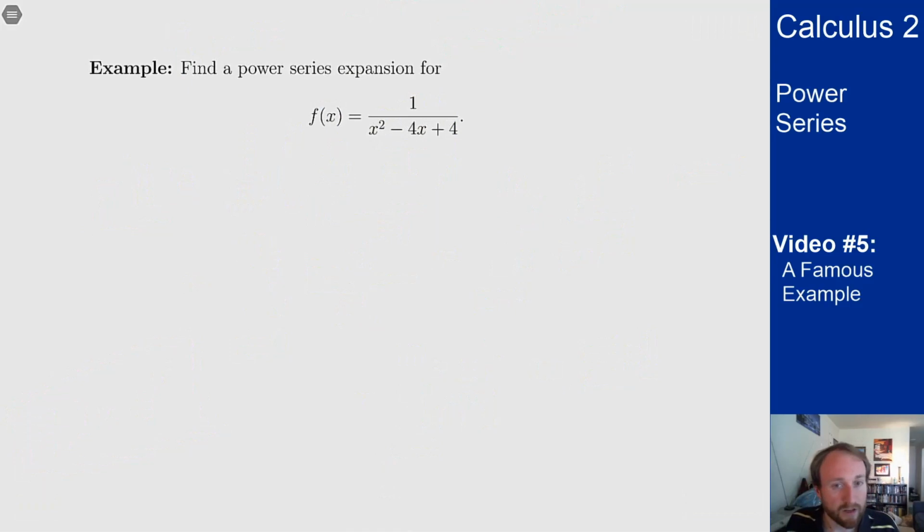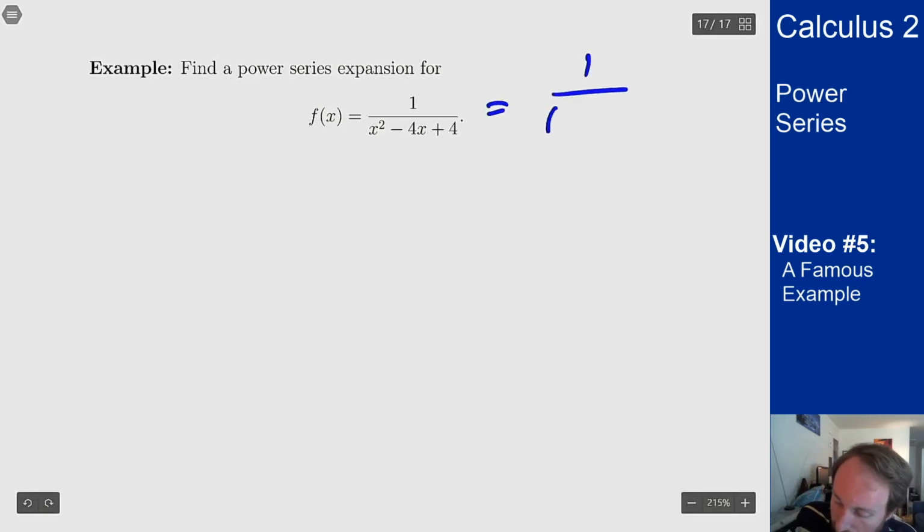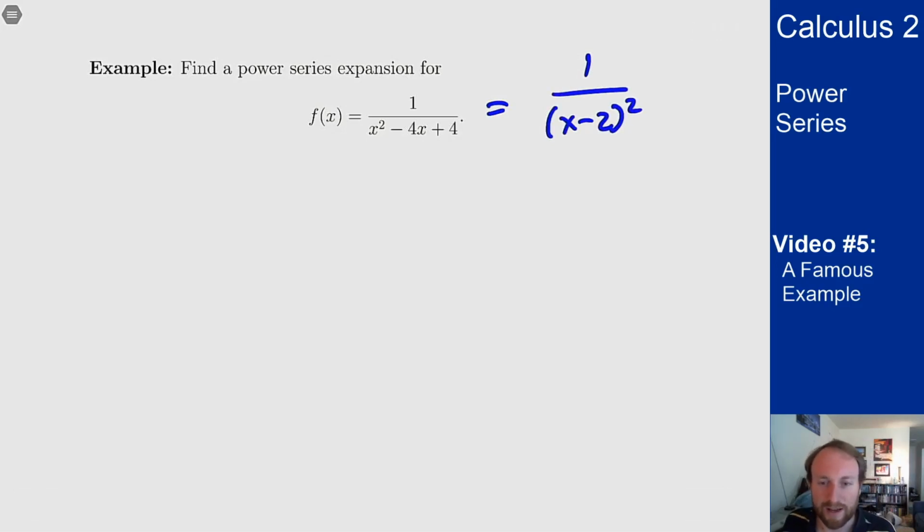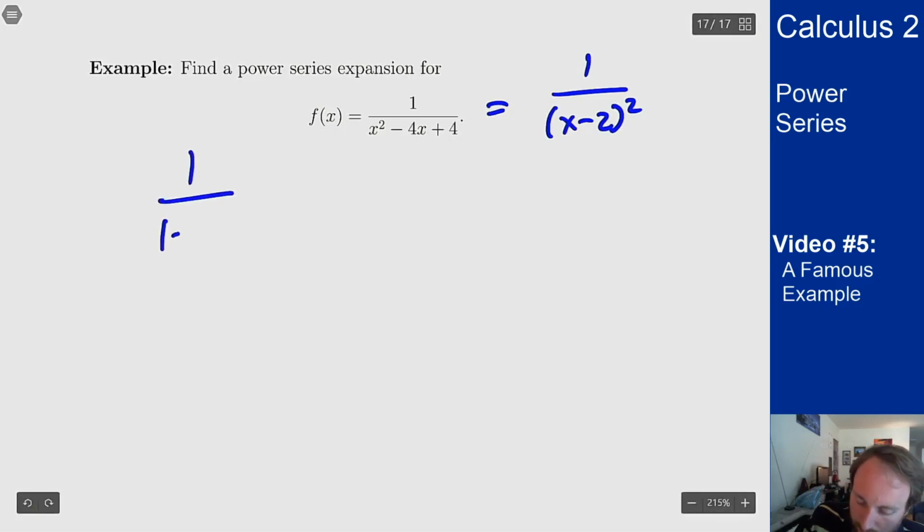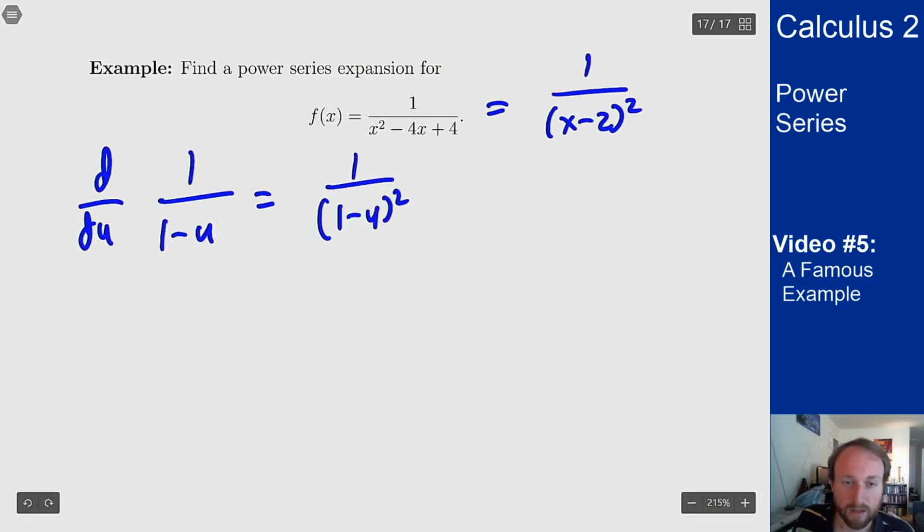Let's do one more example the other way. Find a power series expansion for 1 over x squared minus 4x plus 4. The key thing to realize here is that this is 1 over x minus 2 quantity squared. How am I going to get to an x minus something quantity squared? Well, if I take 1 over 1 minus u and I differentiate it, this will give me 1 over 1 minus u squared. The minus sign goes away with the other minus sign from the chain rule. So what does that mean?